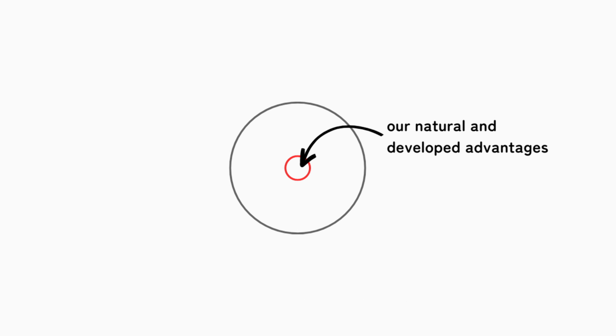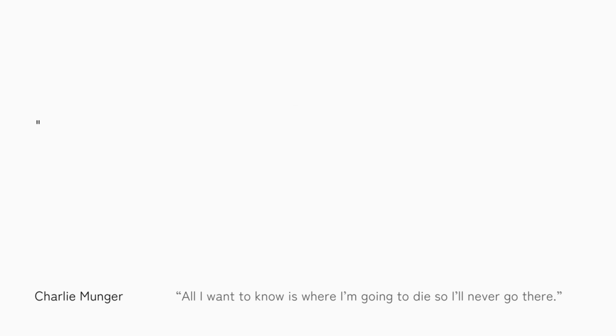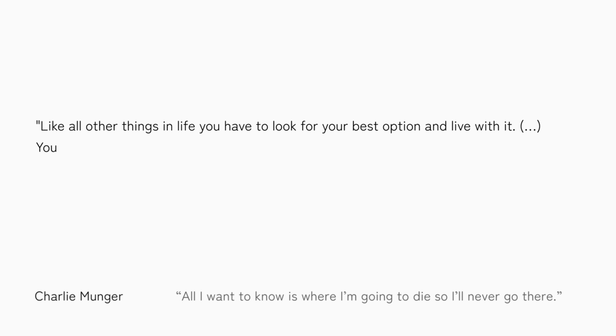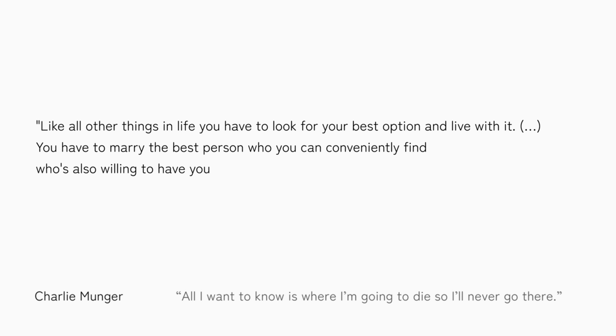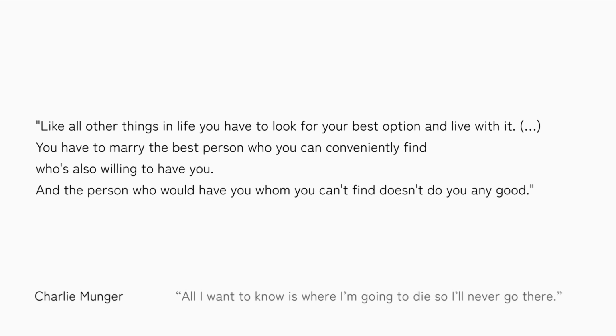This we can combine with the circle of competence, in which area we have an advantage of knowledge and talent. This can determine what opportunities we get. Like all other things in life, you have to look for your best option and live with it. You have to marry the best person who you can conveniently find who is also willing to have you. And the person who would have you, whom you can't find, doesn't do you any good.